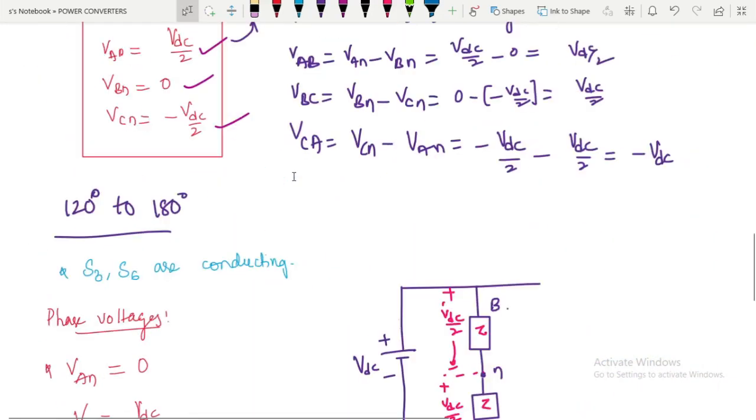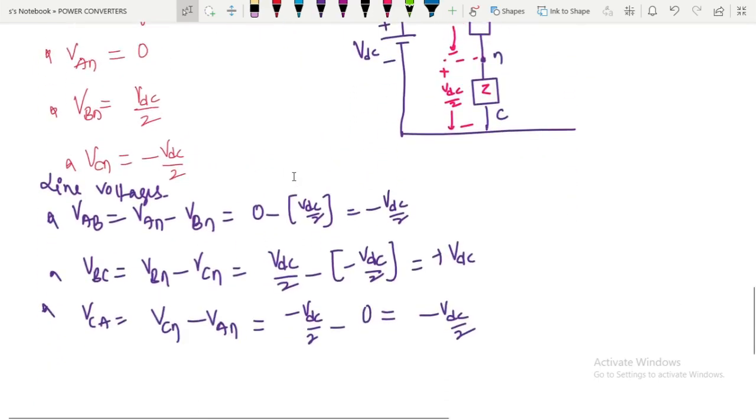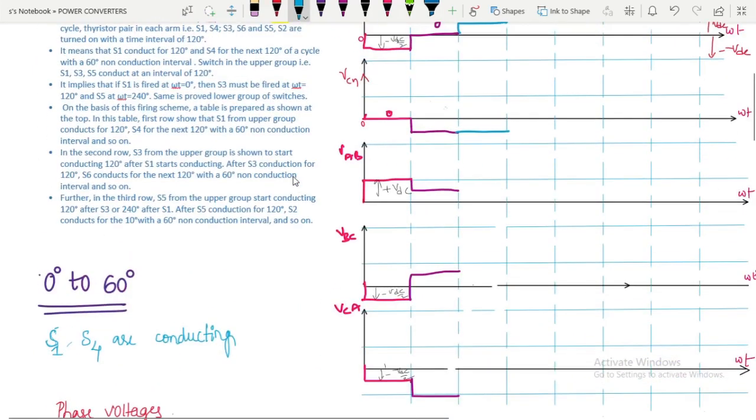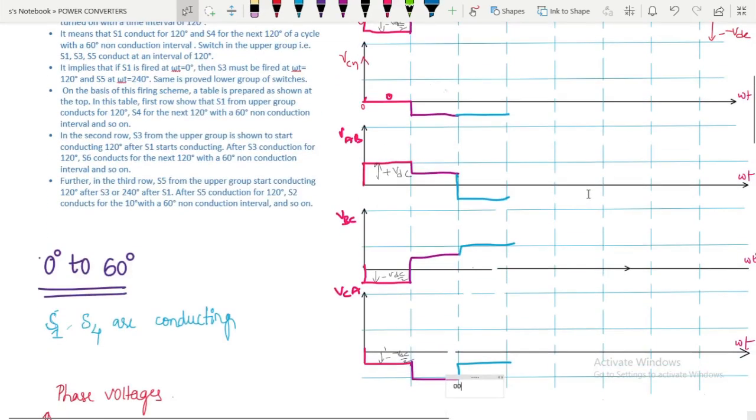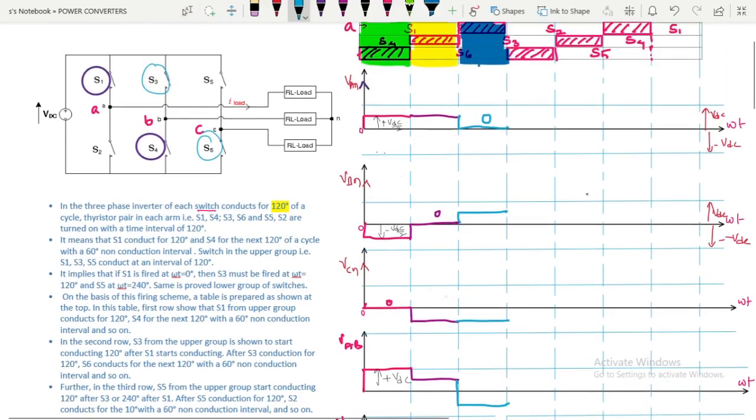Let us see the line voltage here. Line voltages are minus VDC by 2, plus VDC, minus VDC by 2. Okay, so these are the waveforms from 0 to 180 degrees. After this, from 180 to 360, the same waveforms will be mirror imaged, right? So I am drawing the rest of the waveforms for 180 to 360.